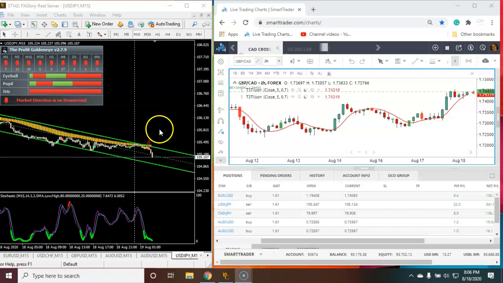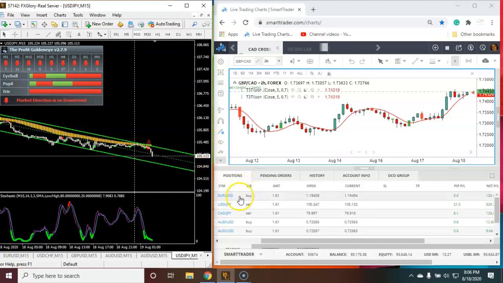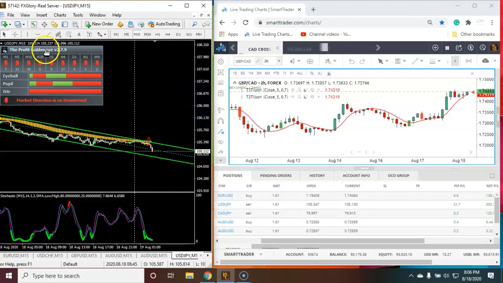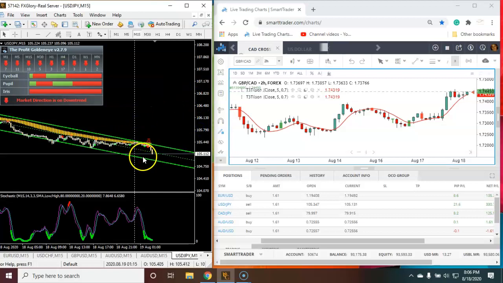And currently, I'm short on USD yen and I'm long on Euro dollar. Short on Canadian yen, long on Aussie dollar. And again, just using combination GoldenEye indicator and price action and the Onyx scalper.